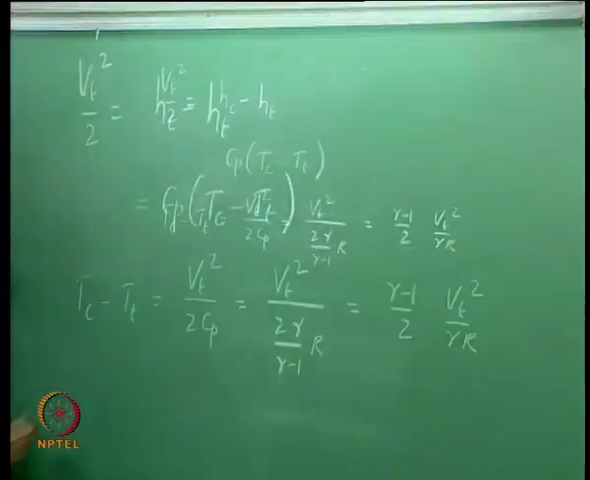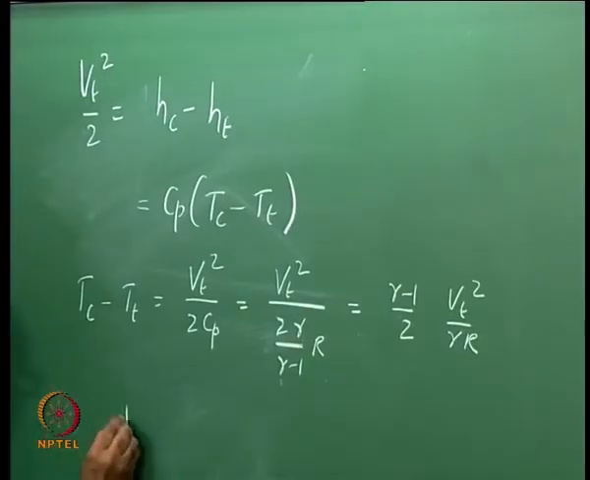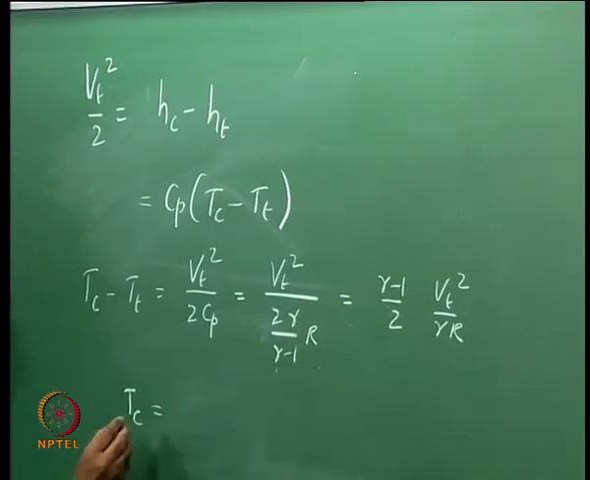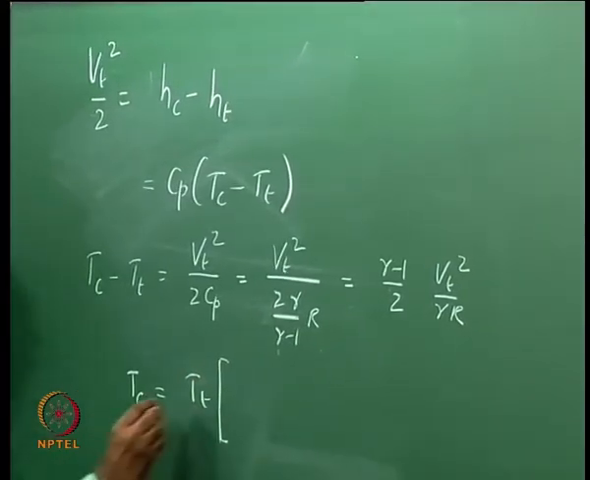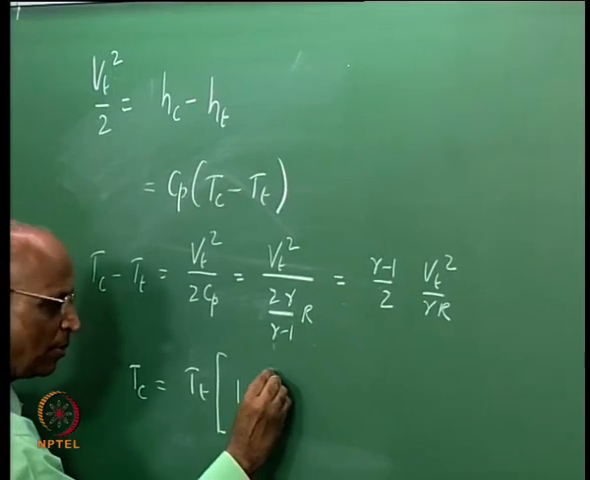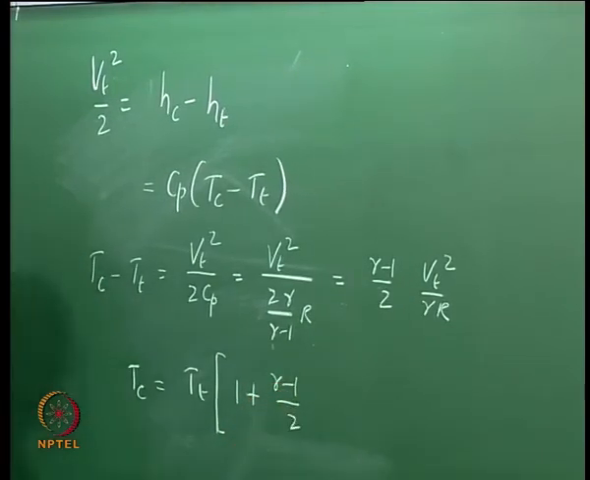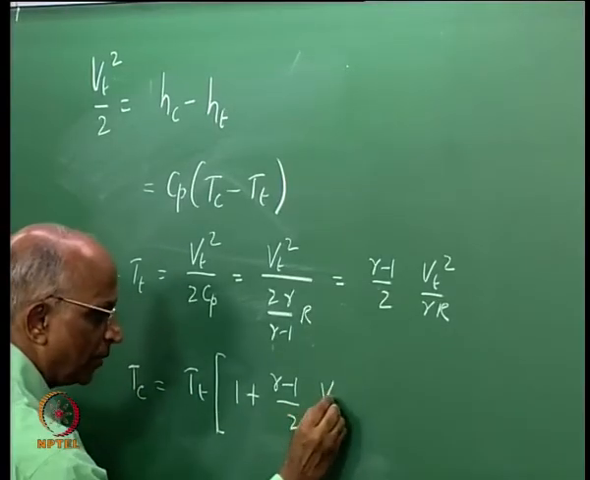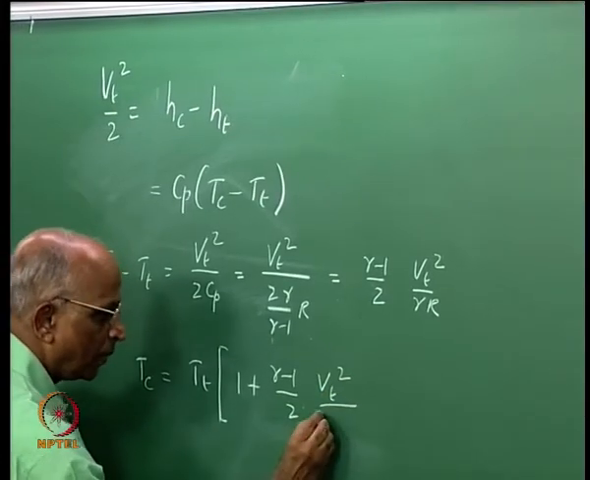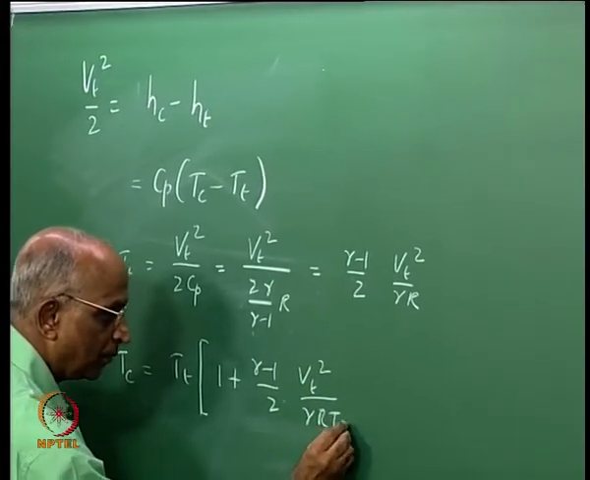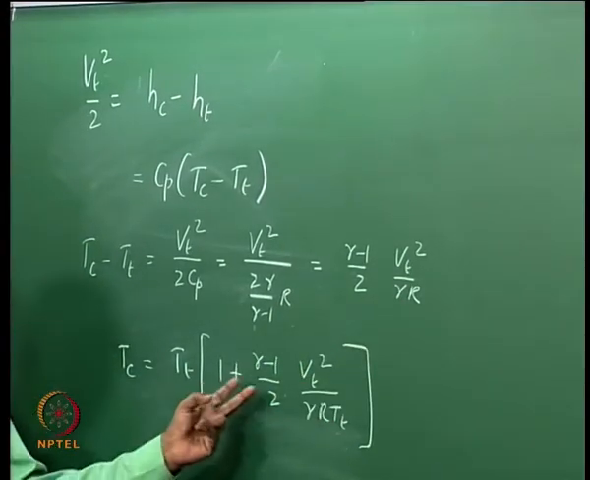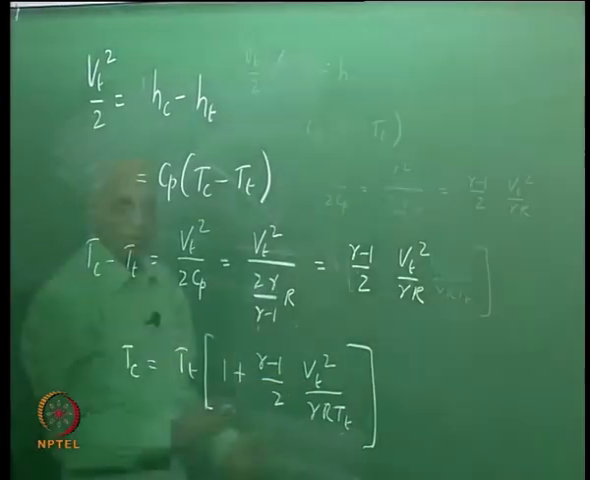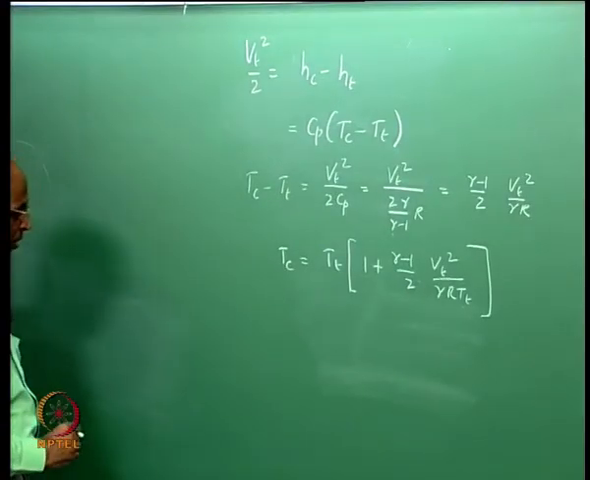And therefore, I can now write the value of Tc, I take Tt on the other side, is equal to Tt into, what I get now, 1 plus gamma minus 1 divided by 2 into Vt square divided by gamma R into Tt. What did I do? I have taken Tt at the bottom and therefore I have gamma minus 1 Vt squared by gamma R here. Is there some 2 missing? No, it is all right.